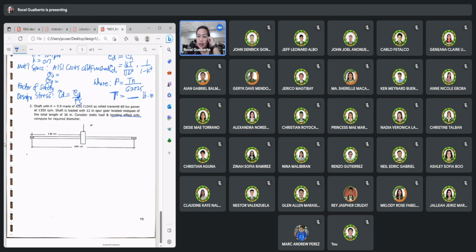Compute the required diameter. Okay, so ito po, okay, this is your spur gear. Okay, so this is the spur gear that contributes to your bending load. Okay, so ito po yung bending load natin.